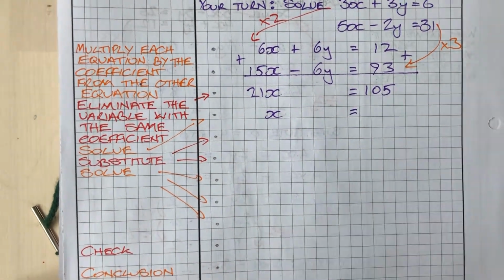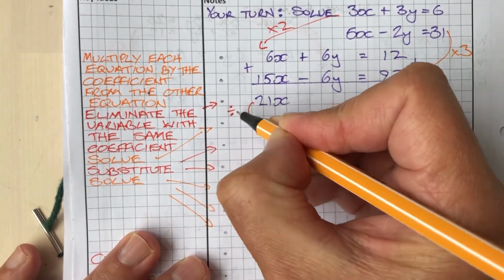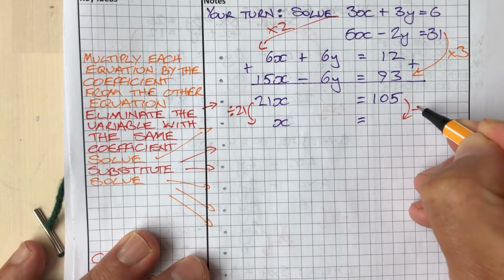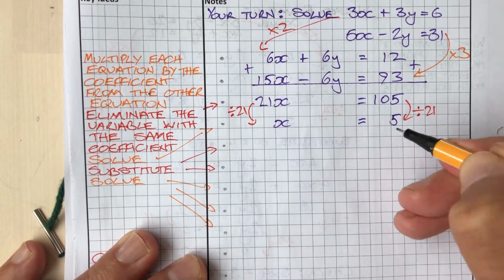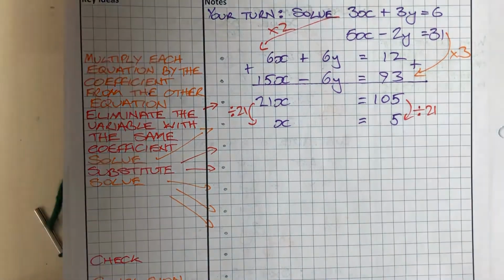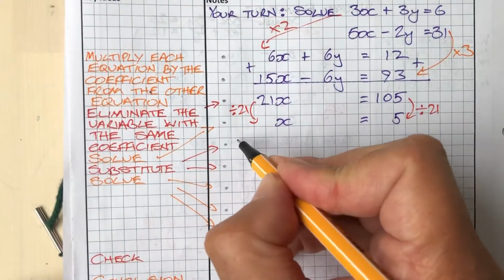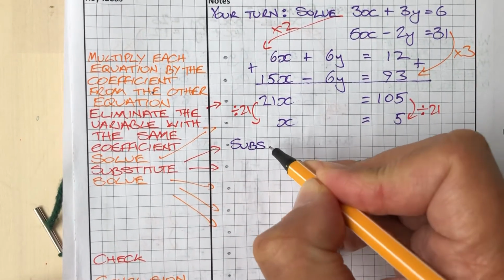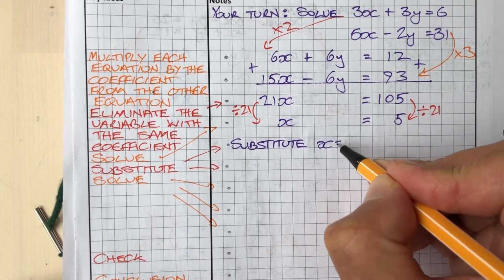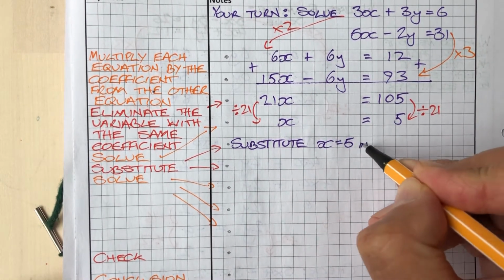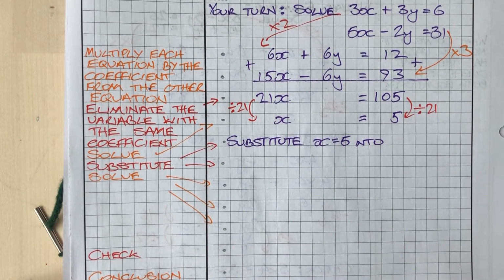So my number then will be, divide by 21, comes out as 5. Okay. So then substitute x equals 5 into whichever equation you prefer.